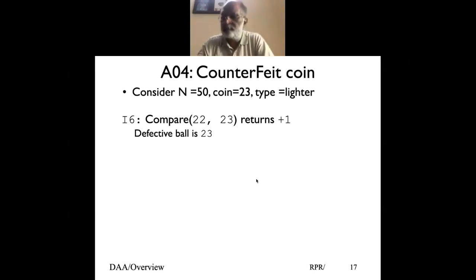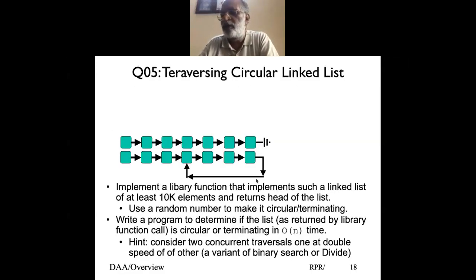Sorry guys, am I audible now? Yes. Okay. So I compare this 22 with 23. This gives me plus 1, meaning 22 is heavier than 23, and we already made a decision. The second comparison shows my coin is lighter, so I can determine 23 is lighter. So the total number of comparisons is 6, and 6 is basically log 50, and that's how I can determine whether it's a lighter coin or a heavier one.